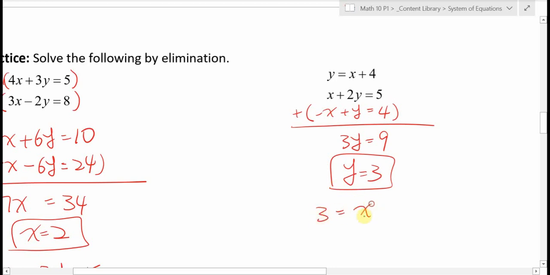So 3 is equal to x plus 4. To solve for x, you minus 4 on both sides, so you get x equals negative 1.